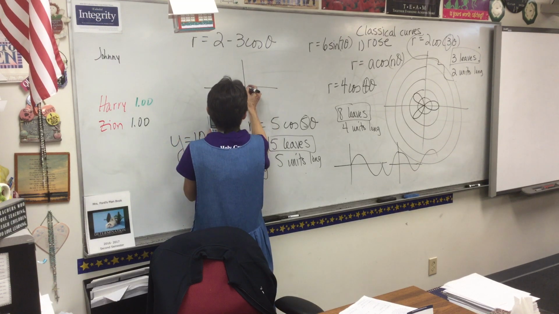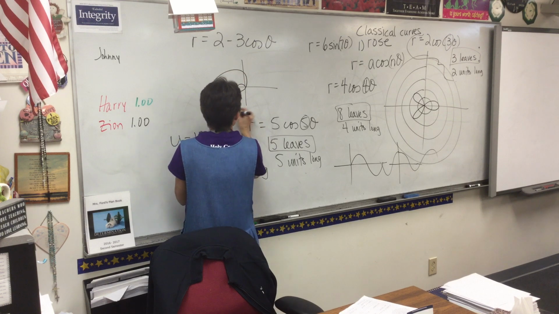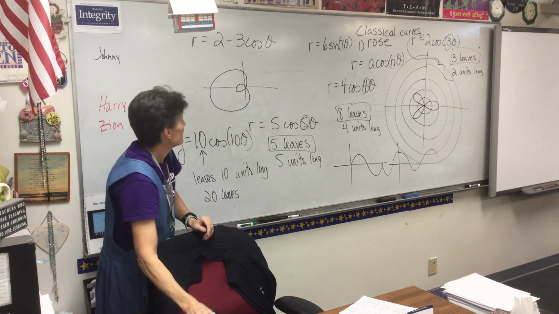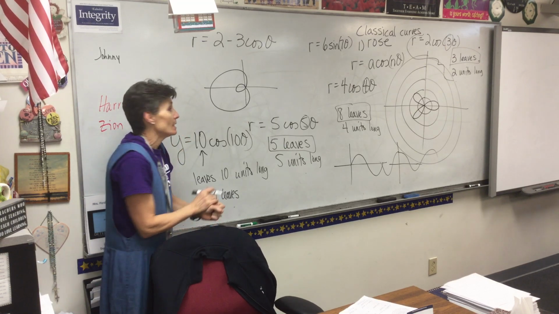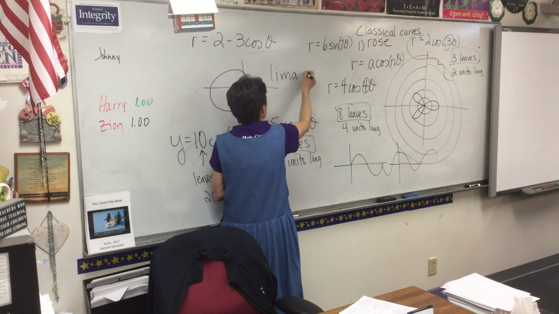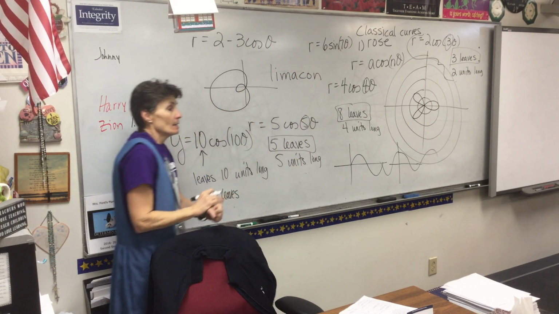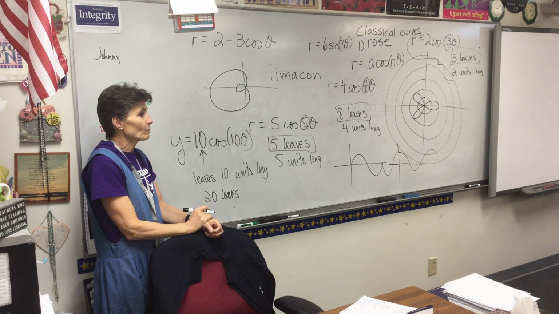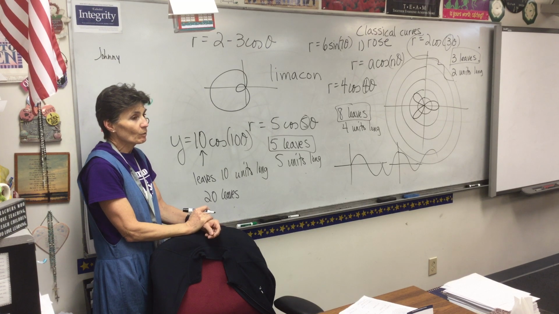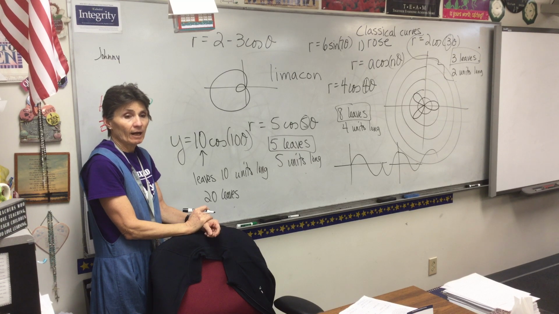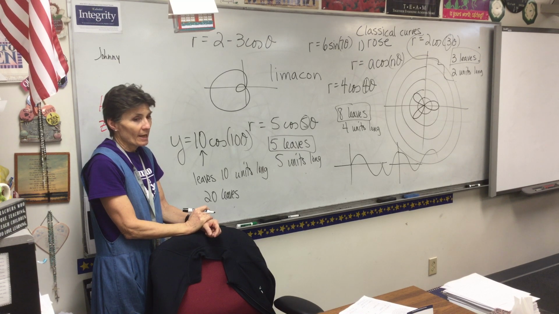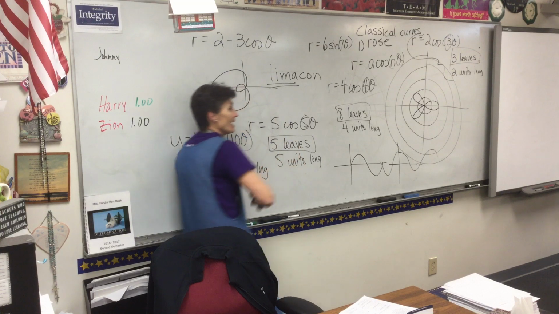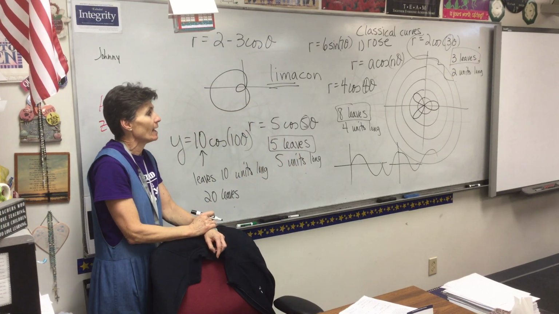Okay, so let's talk about what we do see. You should see something that looks like this, right? Is that what you see? Now, that shape is called a limaçon. Now, how in the world are we going to remember that that's a limaçon? It looks like a what? A bean. It looks like a lima bean. That's how we're going to remember it. It looks like a lima bean.